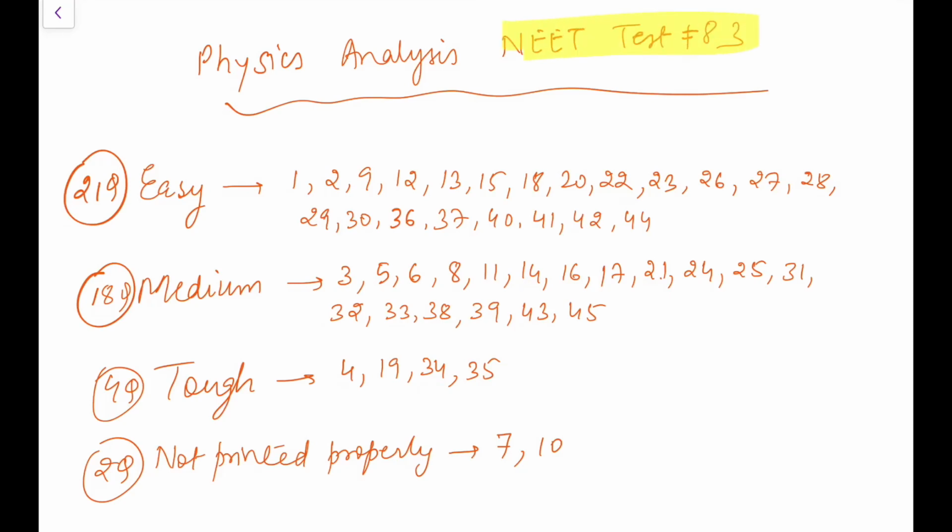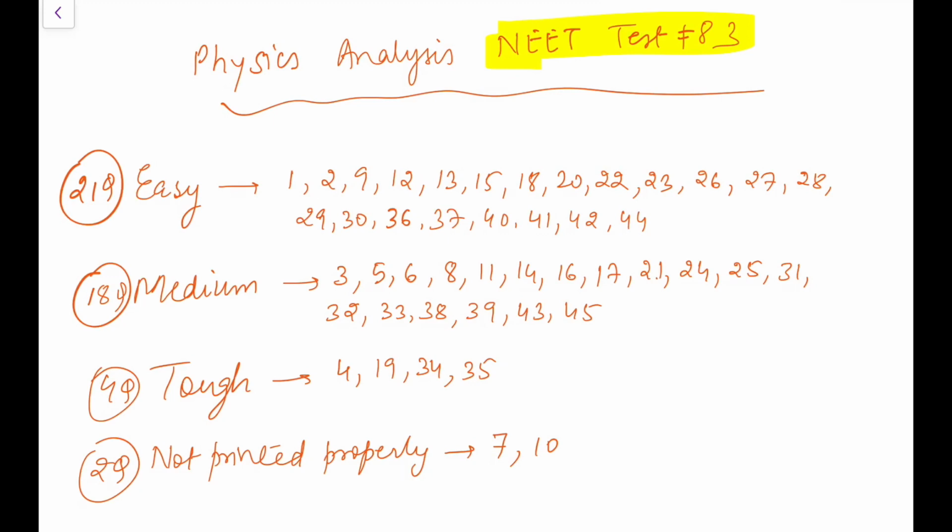Just solved this NEET test 83. It is 12:15 a.m. right now, and here's the analysis of the physics paper. There were two questions that were not printed properly. The 10th you can make out even then, but the 7th you cannot make out because some lines have vanished. 4 questions I have regarded tough.